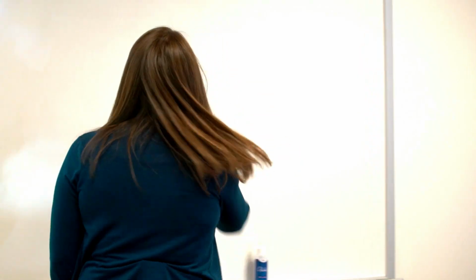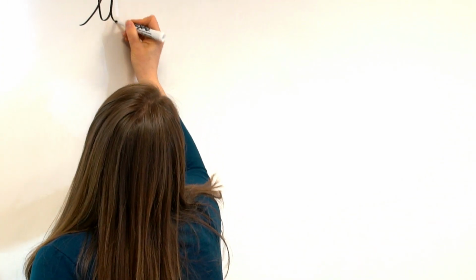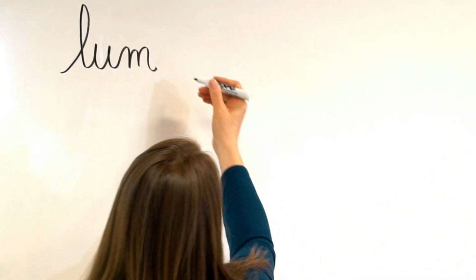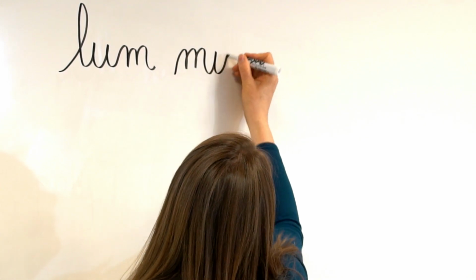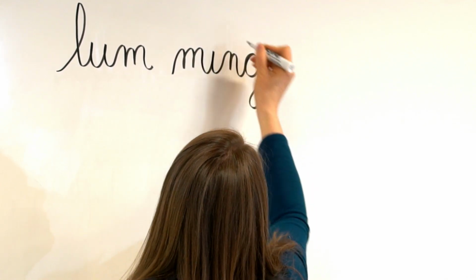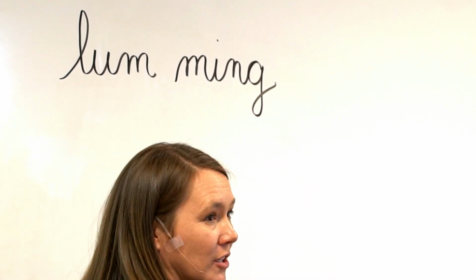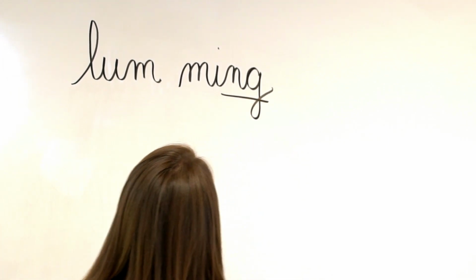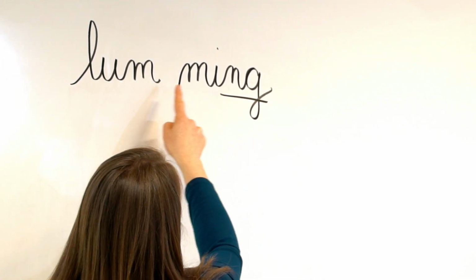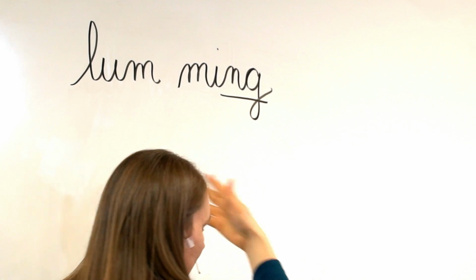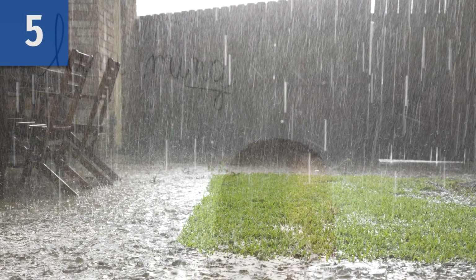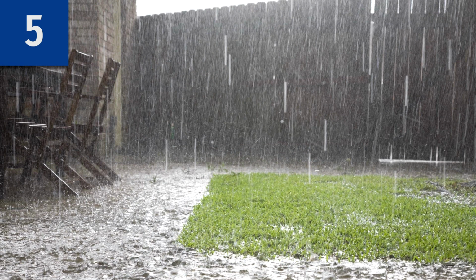All right, what is the first syllable? Lum. Help me sound it out. What is the second syllable? Ming. Let's sound it out. How will we mark it? Underline the... Let's sound it out. Lumming. What does lumming mean? Yeah, heavy rain, downpour. All right.